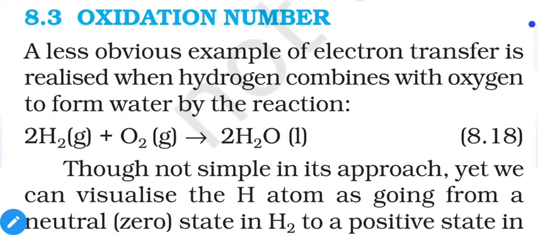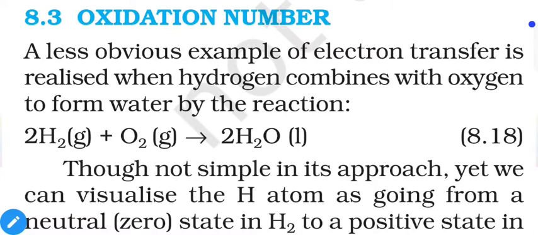Now next is oxidation number. We already saw some examples of oxidation number. Usually the charges mentioned on the ions can be represented as oxidation numbers. A less obvious example of electron transfer is realized when hydrogen combines with oxygen to form water by the reaction. So here a simple reaction is mentioned: H2 plus O2 produces H2O.